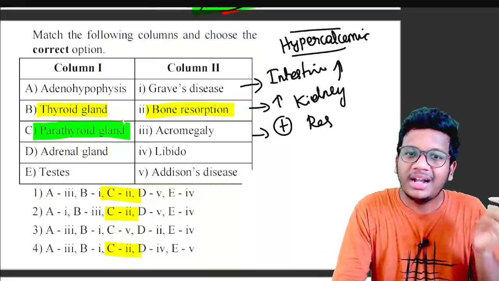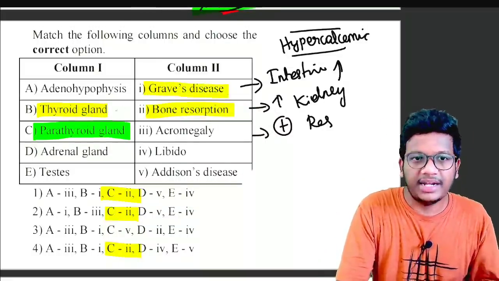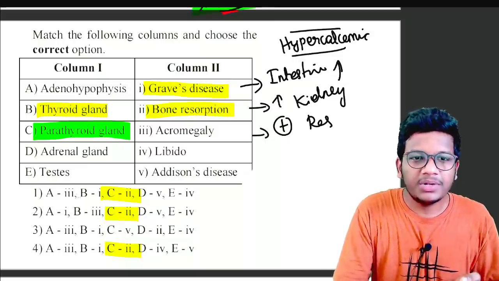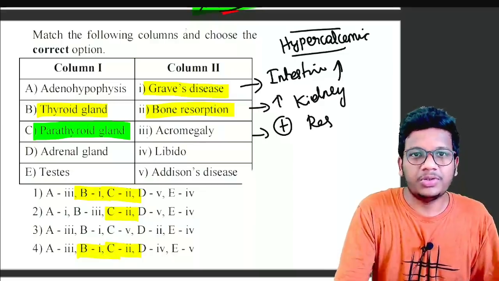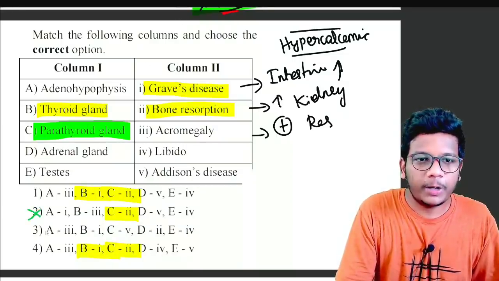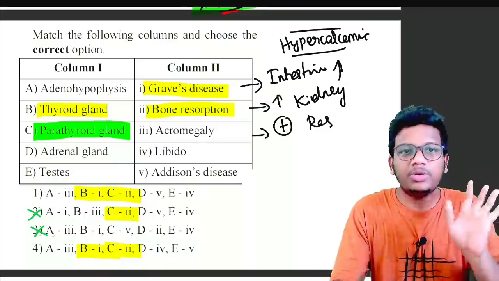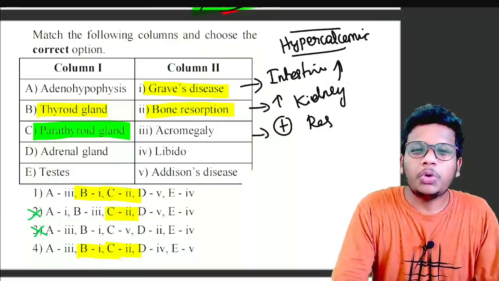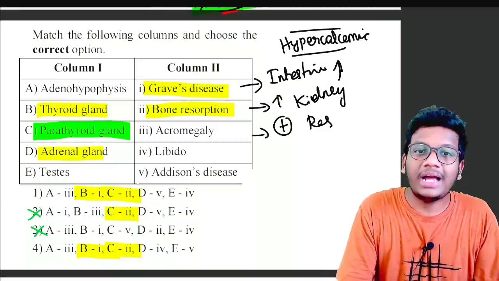So thyroid gland is related to, of course, Graves' disease, right? So B1, where is B1? Here B1 is there, here B1 is there. So straight away option B and option C are eliminated. Now come back here for the adrenal gland. So adrenal gland is related to your Addison's disease.